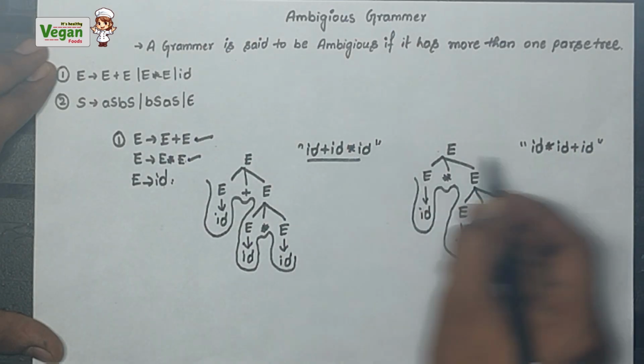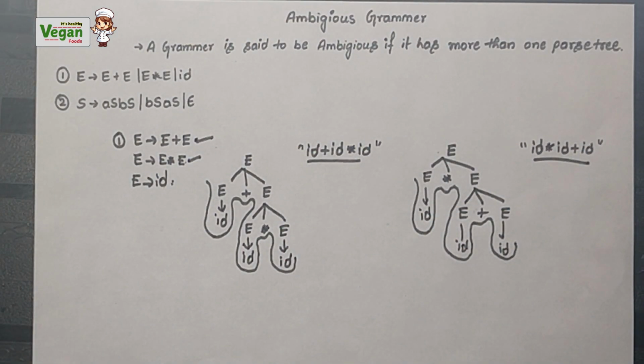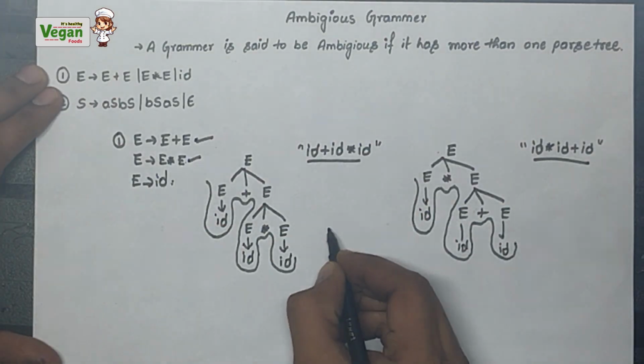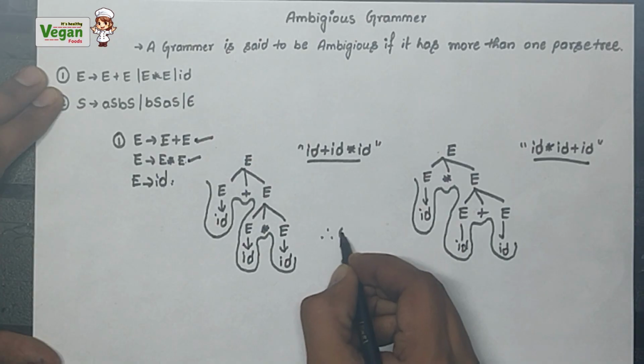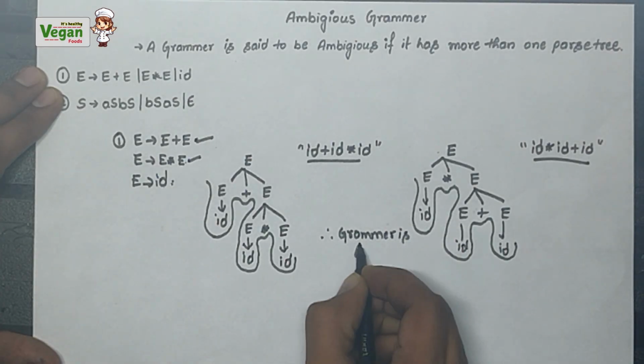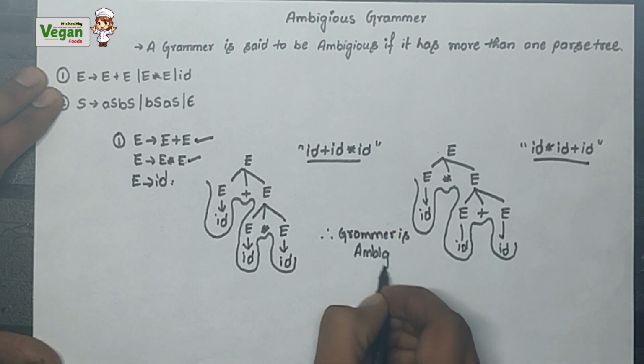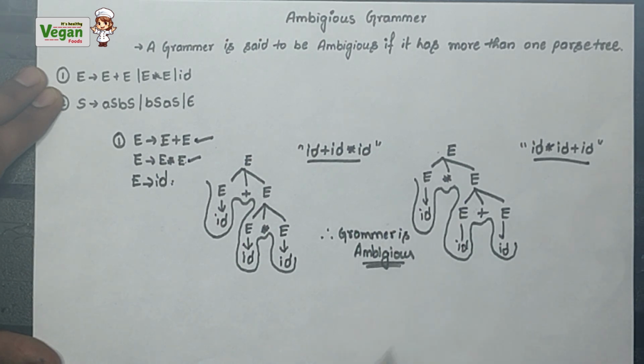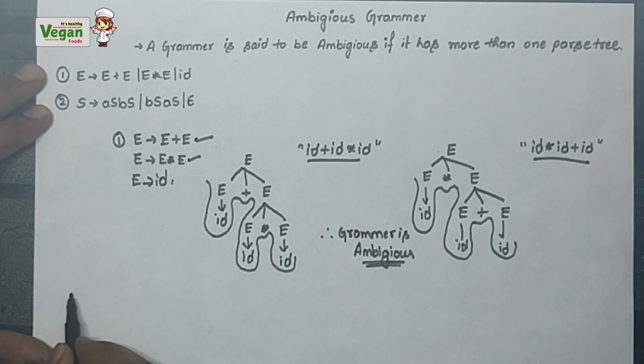So if you see both of the strings, they are different. That means we have succeeded in constructing more than one parse tree. That is, we constructed two parse trees. Therefore, we can call this grammar ambiguous. The given grammar is ambiguous. Next, let's see the second question.